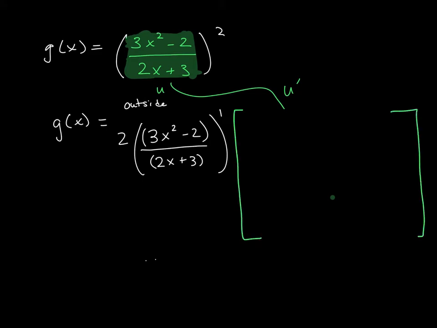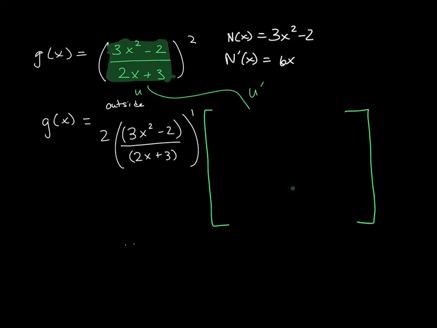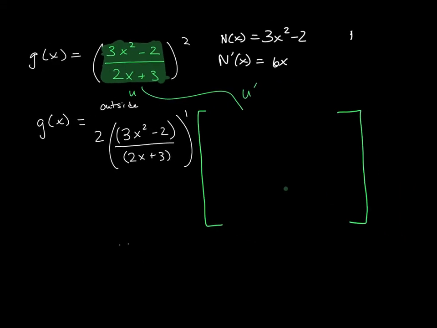So, what is the quotient rule? Well, I have the derivative of the numerator. The numerator of the function is 3x squared minus 2. The derivative of that numerator is just going to be 6x. Now the denominator of my function is 2x plus 3. The derivative of the denominator is just 2.